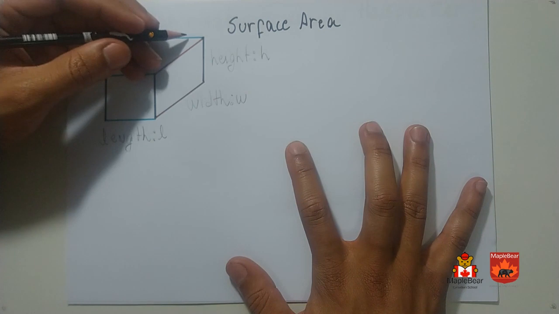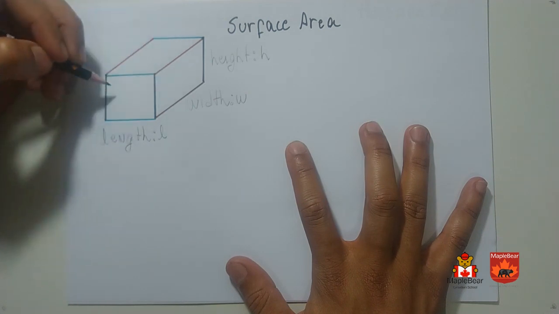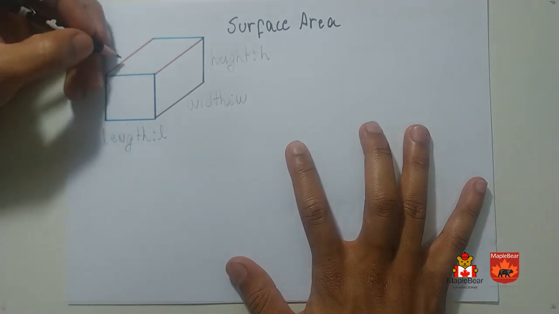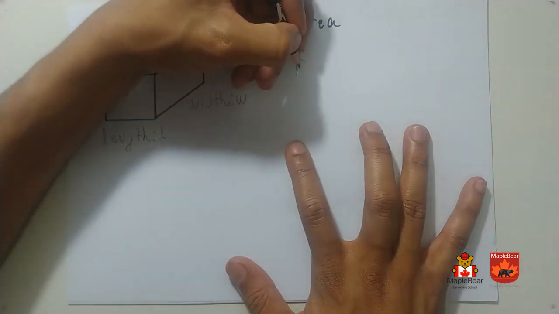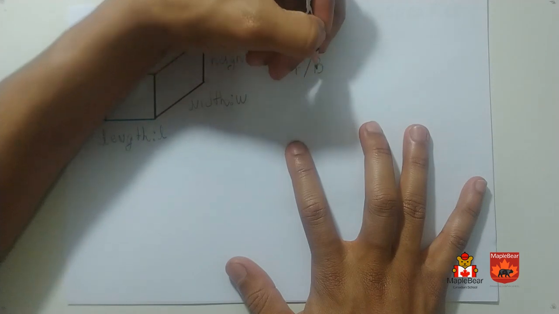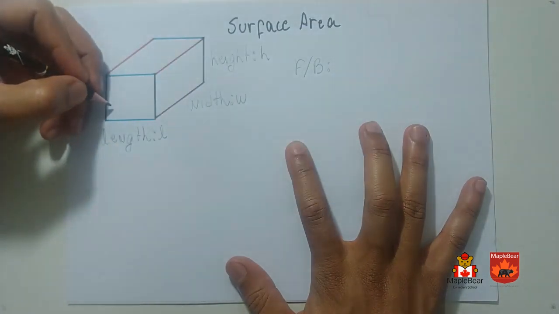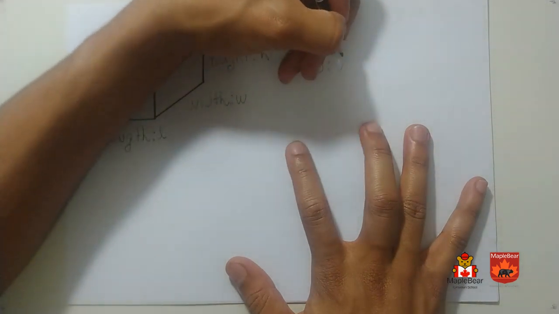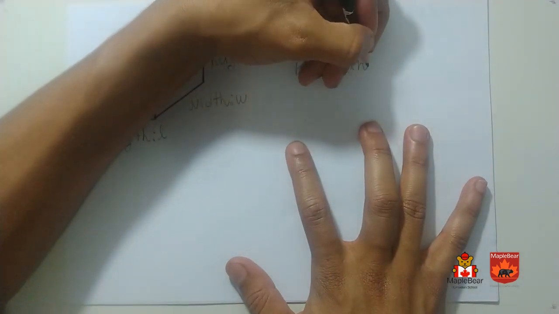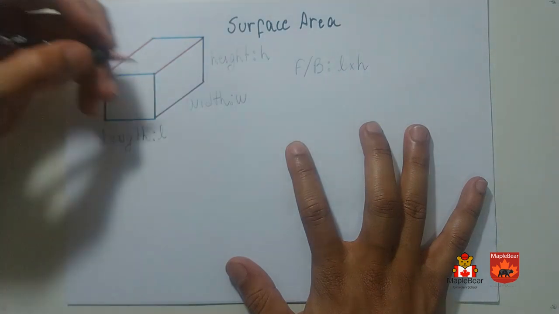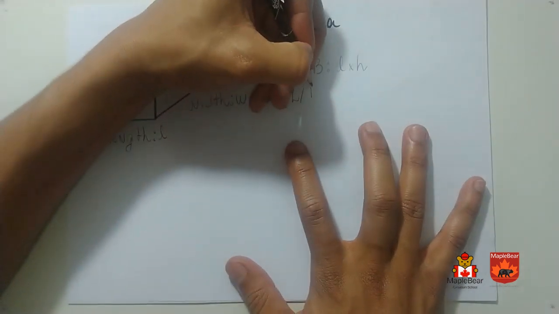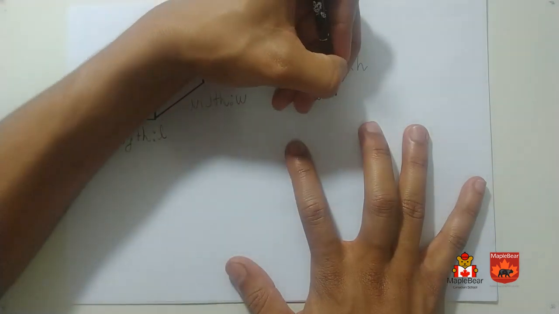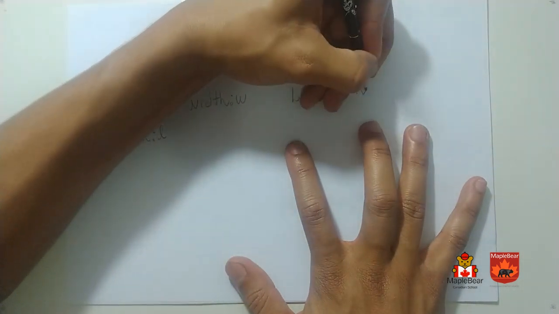So my front and bottom face, I know that this one will be equal to my length times my height. Length times height. What I know about my left and right face is that it will be equal to my width times my height, width times height.